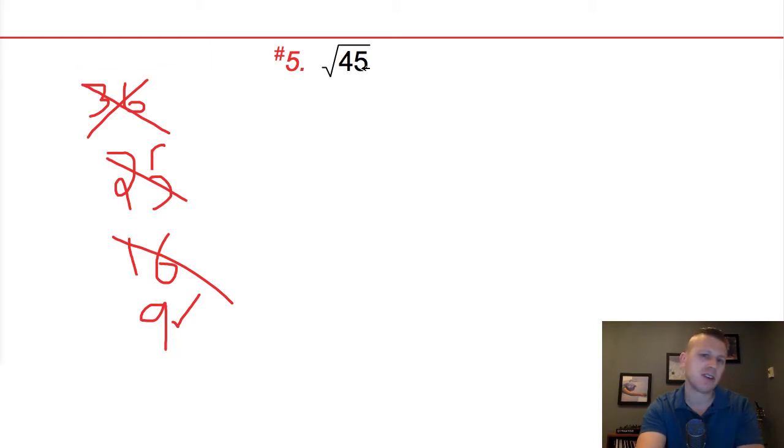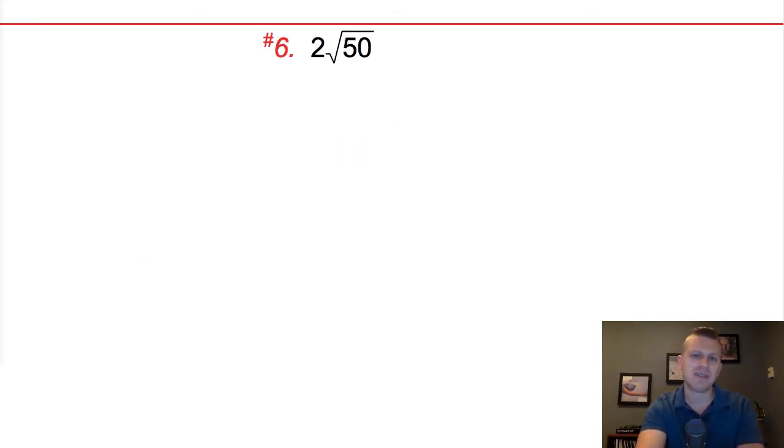Well, 9 times what number is 45? Well, it's 9 times 5. Now just simplify the perfect square. The square root of 9 is just 3. Let's try one more of these. See if you can simplify this.